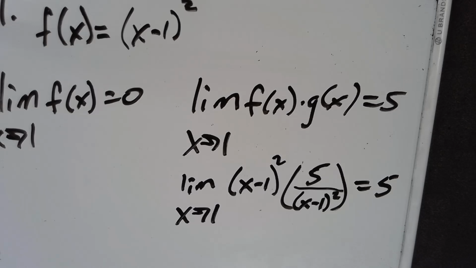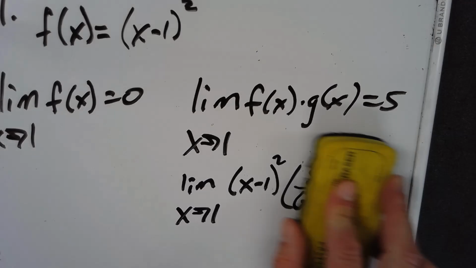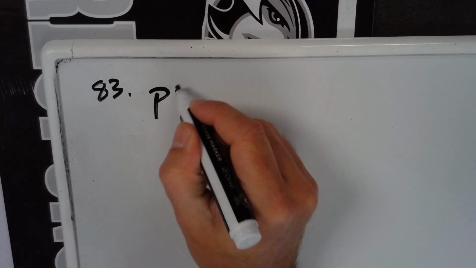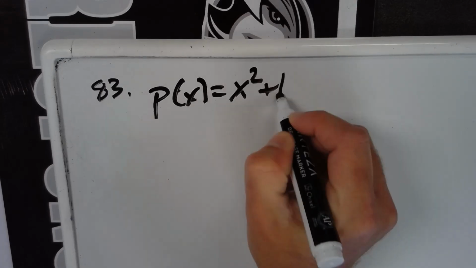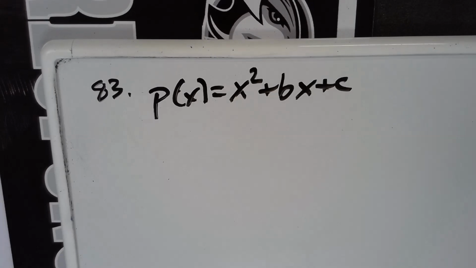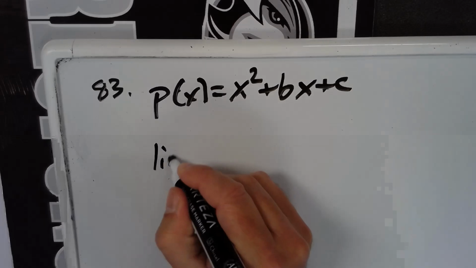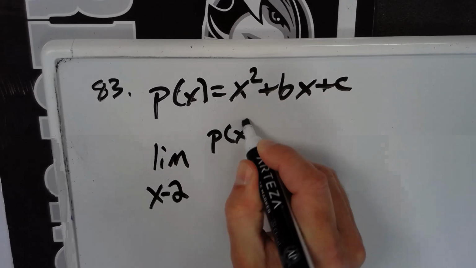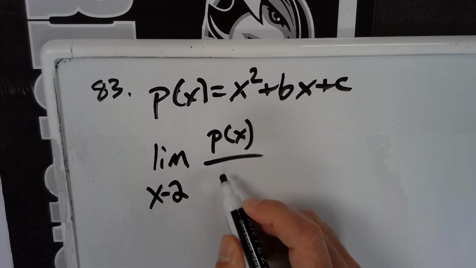Okay, so kind of similar, it looks like. Alright, so P of x is that thing, and as x goes to 2, P of x over x minus 2, right? And it's 6? Yeah. Okay.